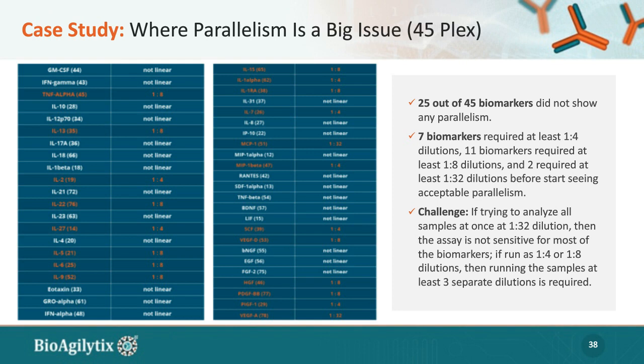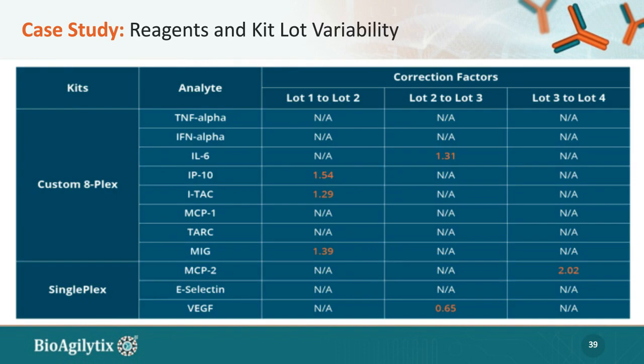I want to talk to you very quickly about the lot-to-lot variability. This is an example of a project that we ran. The client came to us. They wanted to measure 11 biomarkers. We split based on our knowledge and talking to the vendor. We put them into an 8-plex as well as 3 single-plex. The client thought they would be able to recruit all the patients within 1 year. It turned out to be 3 years to recruit the patients.